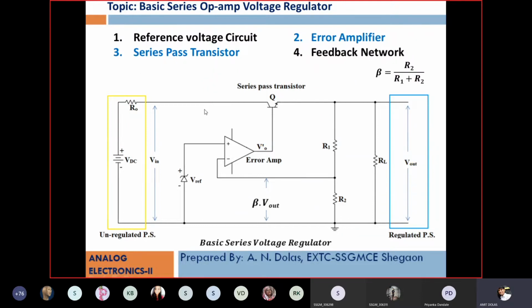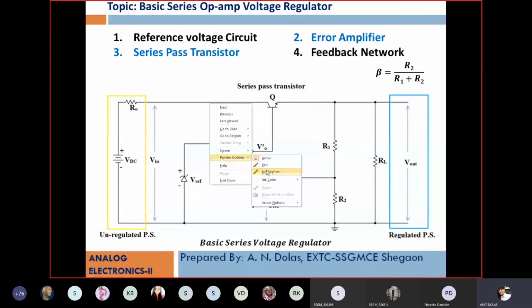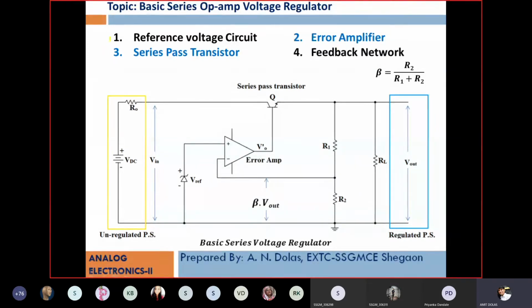Now, moving ahead, I have already mentioned everything on previous PPTs. So the major components of any voltage regulator are first the reference voltage circuit, because without a reference you cannot compare the quantities. Another one is an error amplifier.